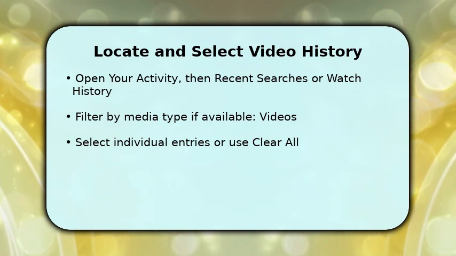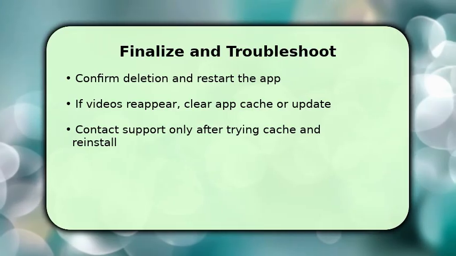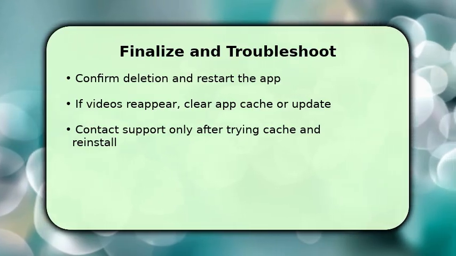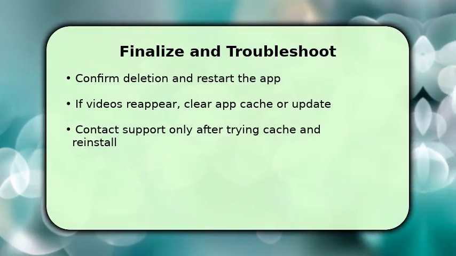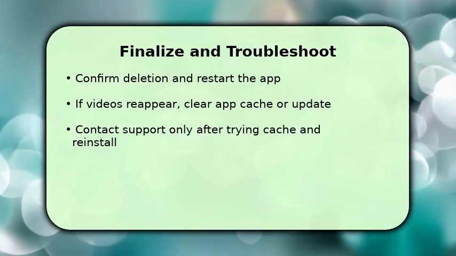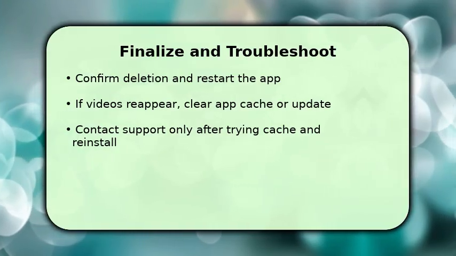Finish by confirming deletions and then close and reopen the app to refresh account settings. That ensures recommendations update. If deleted items reappear, clear the app cache on Android or reinstall the app on iOS or Android, and make sure your account isn't synced across other devices that repopulate history.